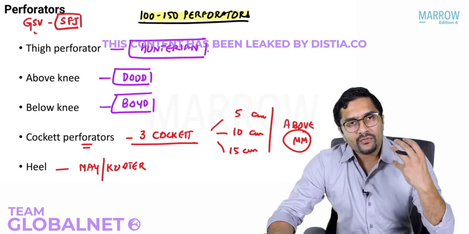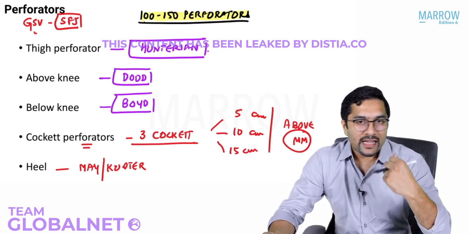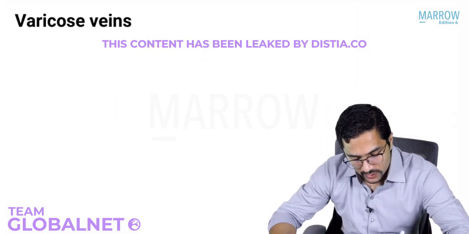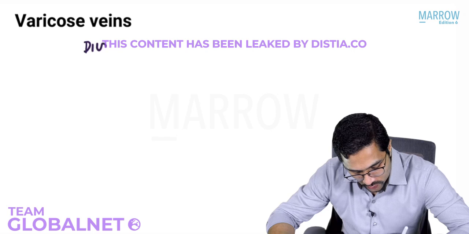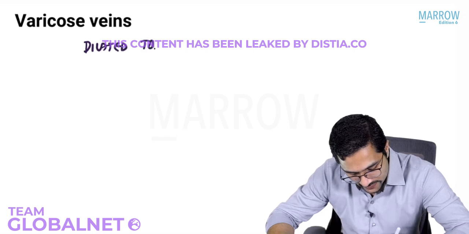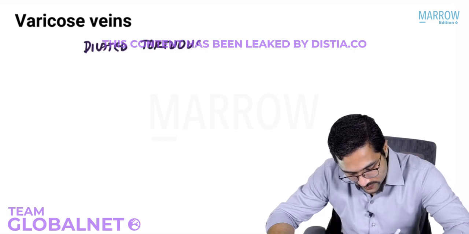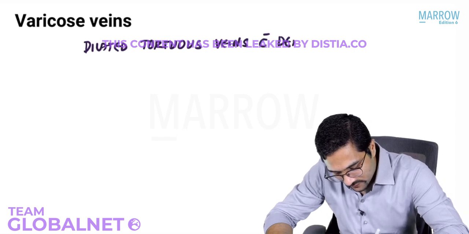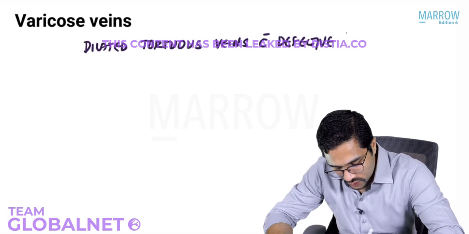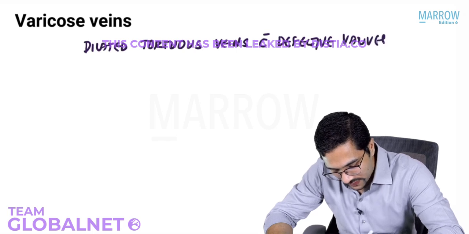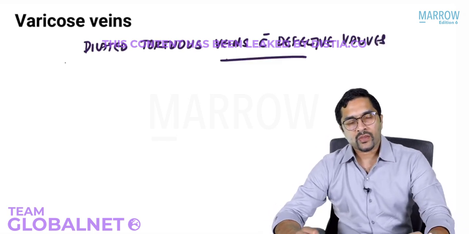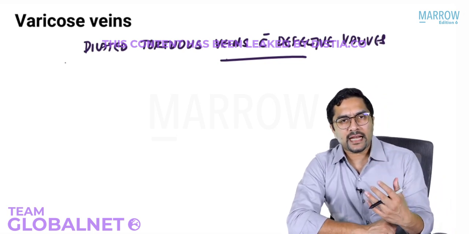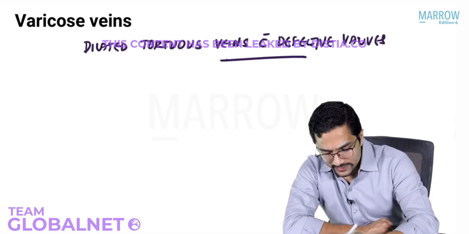Now, what is the pathophysiology behind the development of varicose veins? So, varicose veins, first you should know the definition. These are dilated tortuous veins with defective valves. Dilated tortuous veins with defective valves are varicose veins. So we'll talk about the causes of varicose veins, but first let's understand the pathophysiology behind this.